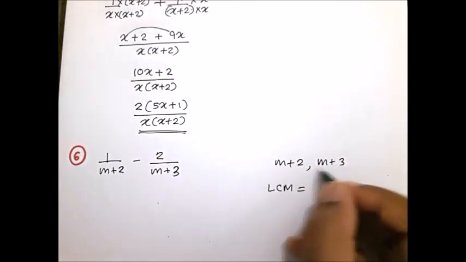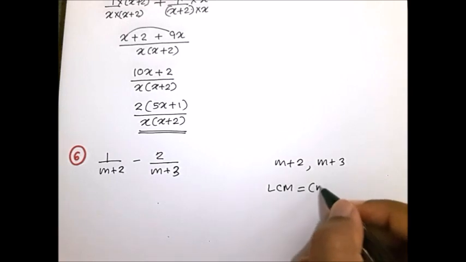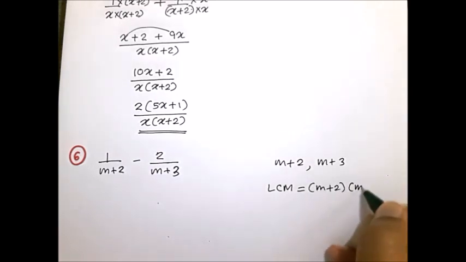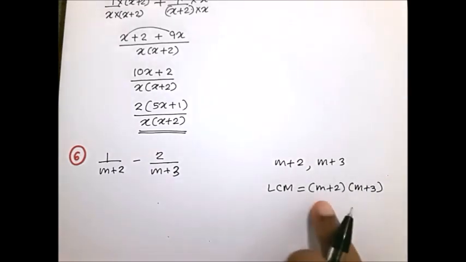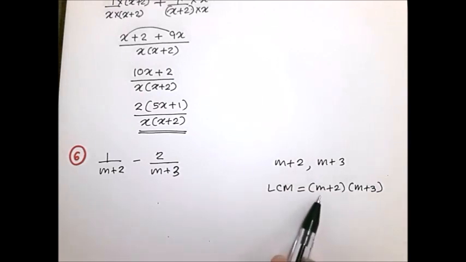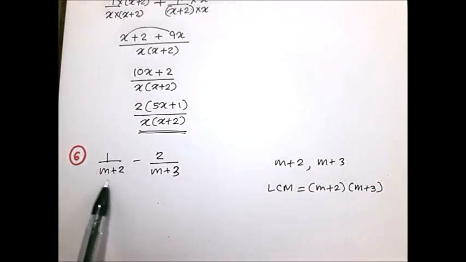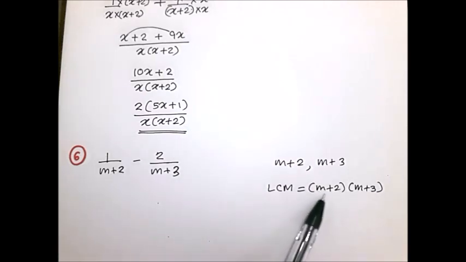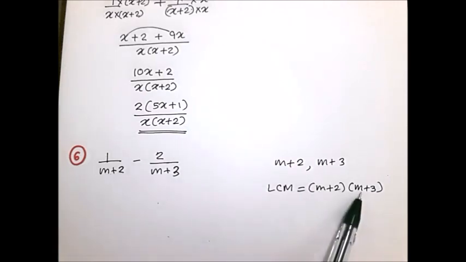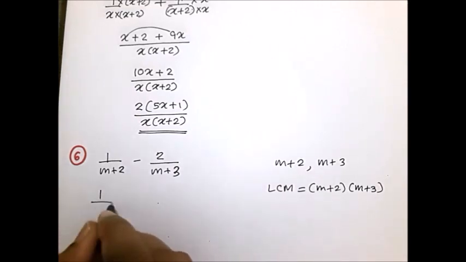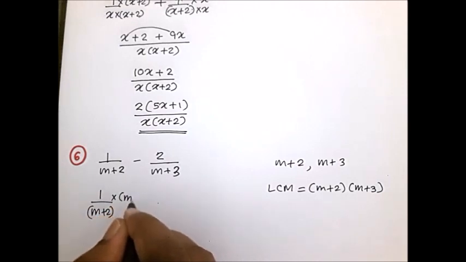LCM is you have to multiply these two terms: m plus 2 multiplied by m plus 3. Now you have to take this as common denominator. Here denominator is only m plus 2. To convert this denominator into this one, you have to multiply this one by m plus 3. So multiply both numerator and denominator by m plus 3.